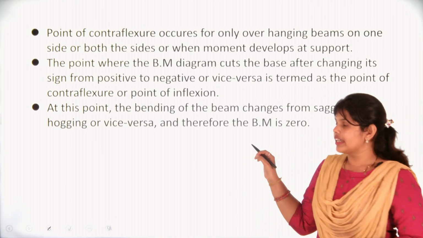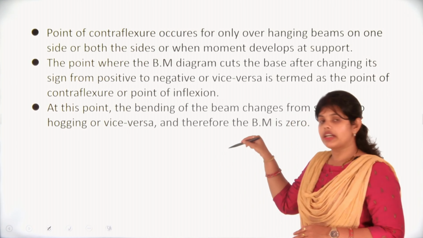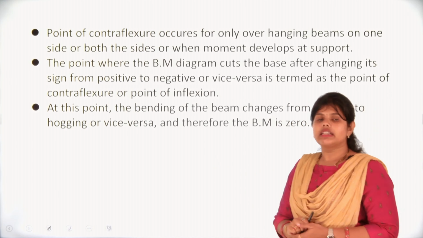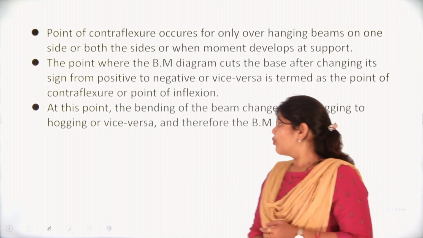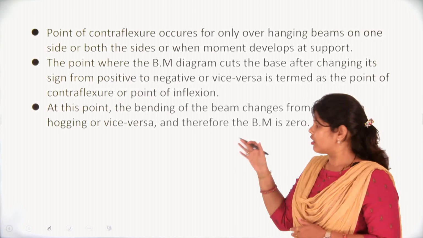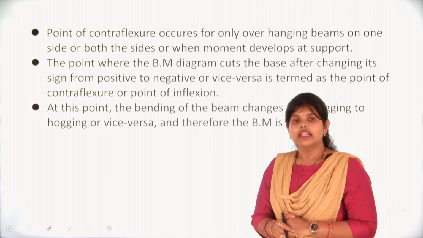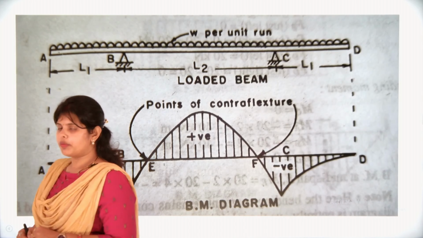So at that point, when the bending moment changes its sign or the bending moment will be 0, then that will be your point of contraflexure. Next thing is, when the bending moment changes its sign from sagging to hogging or hogging to sagging, vice versa, that will be your point of contraflexure or point of inflection.